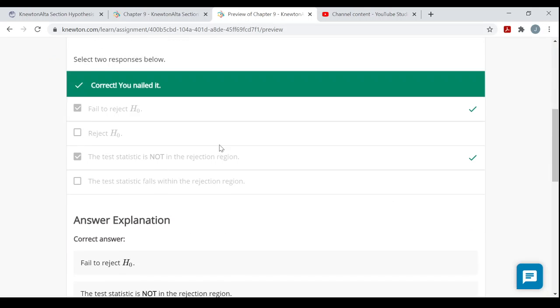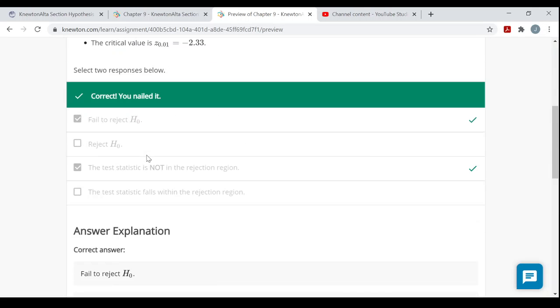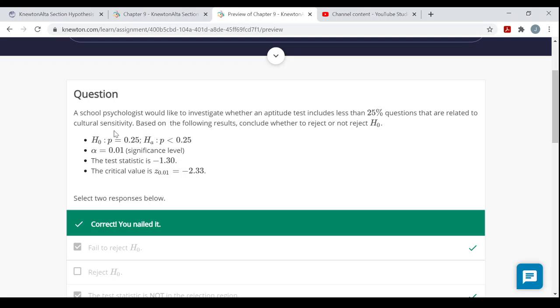What we just said, we're not rejecting the null. You're keeping the null hypothesis, meaning that you're not keeping the alternative. You're supporting the null, but not supporting the alternative. And the alternative was the claim. So we're not supporting the claim. We're not supporting this statement that the aptitude test includes less than 25% questions that are related to cultural sensitivity. And it's because I didn't reject the null.